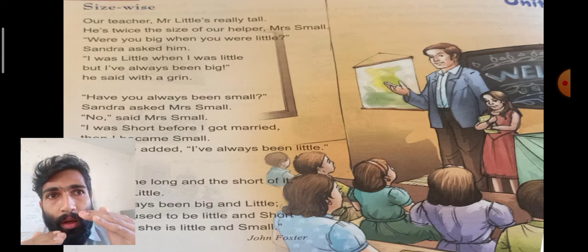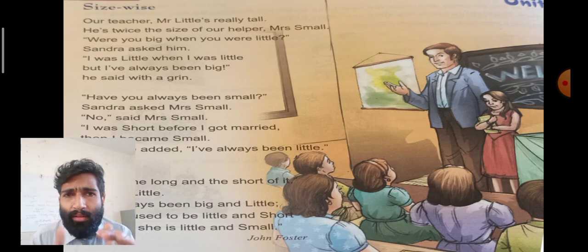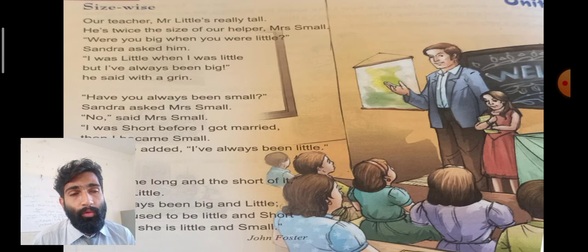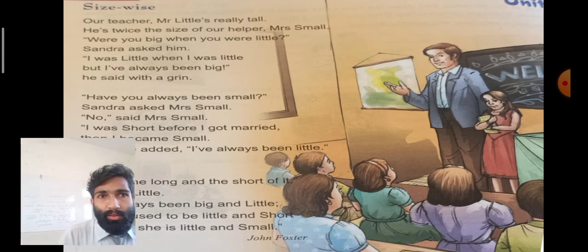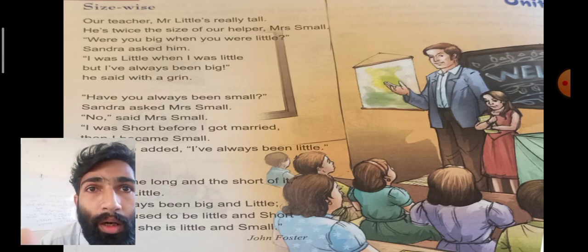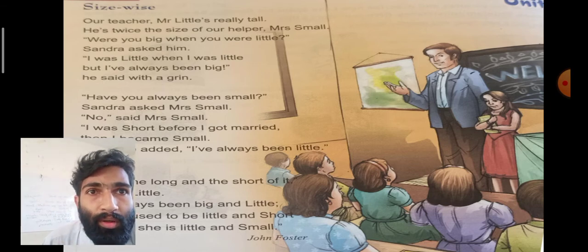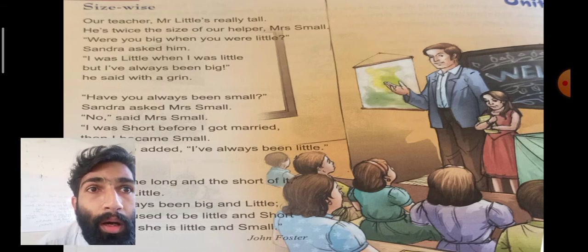Her height, just imagine, is 3 feet. So what is the double of that? 6, then again 12, like that. So 12 feet. He's twice, meaning double, Mrs. Small.